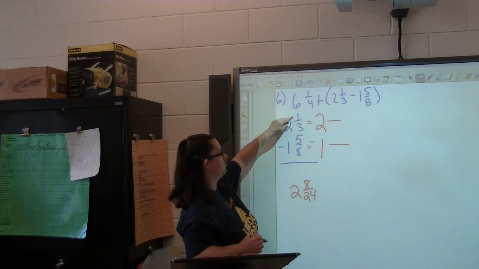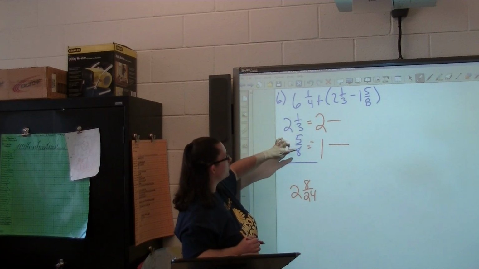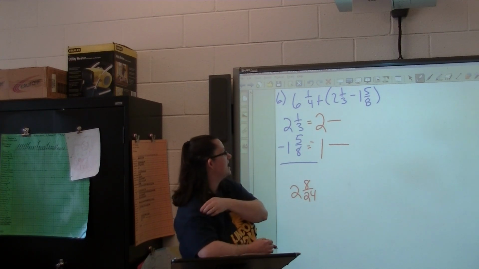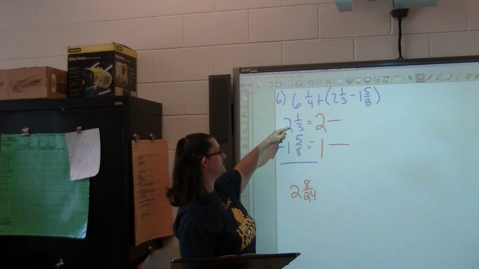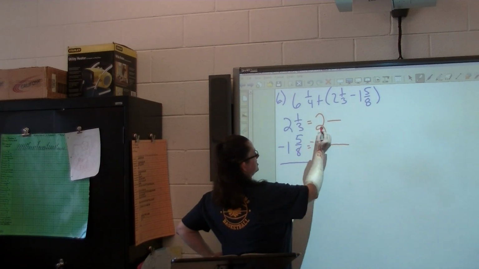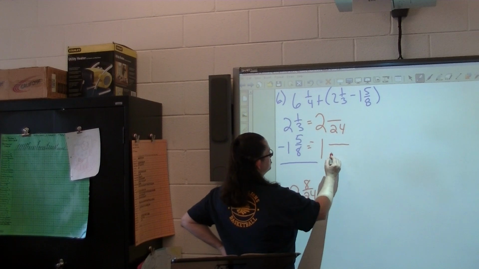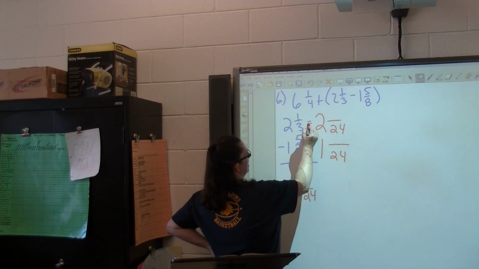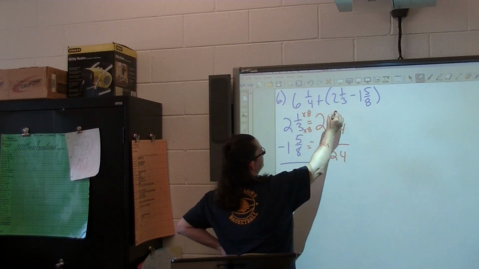Okay, we need to subtract the fractions first. Can we do it with the way they are? Can I do 1/3 take away 5/8? No, we need a common denominator. So what's the LCD between 3 and 8? 24. Good. So we're going to change both of these to 24ths. 3 times what gives me 24? 8. Good. And 1 times 8 gives us 8.